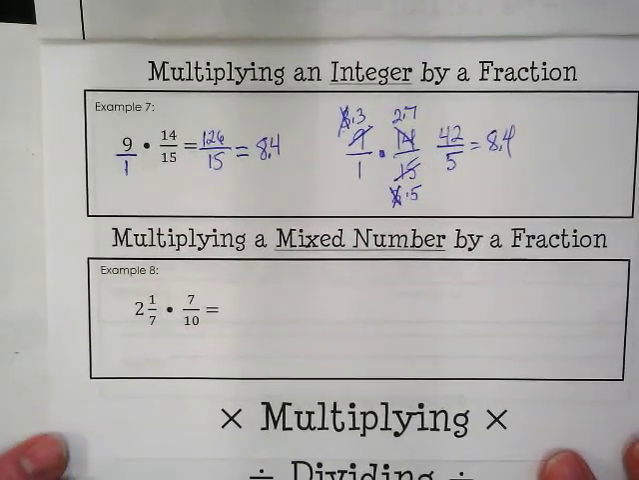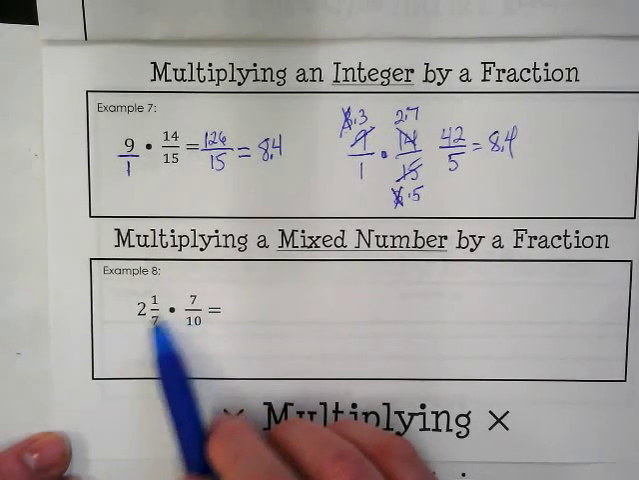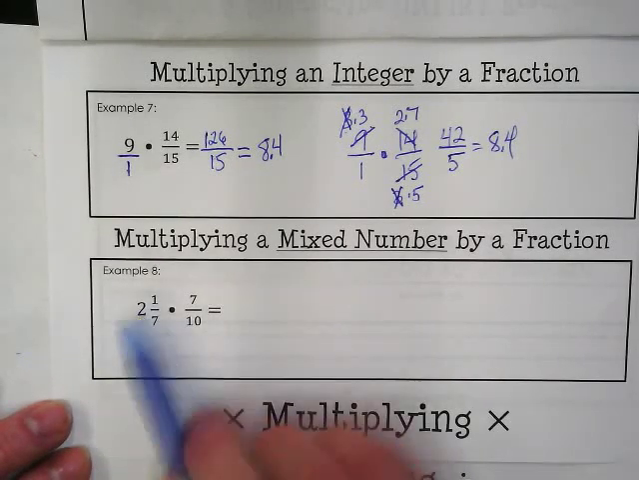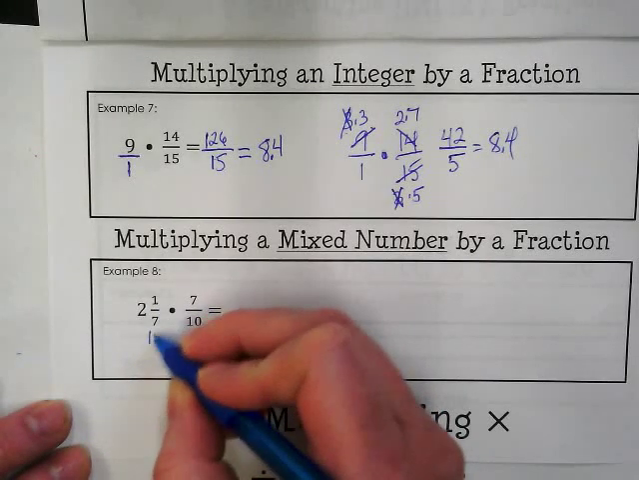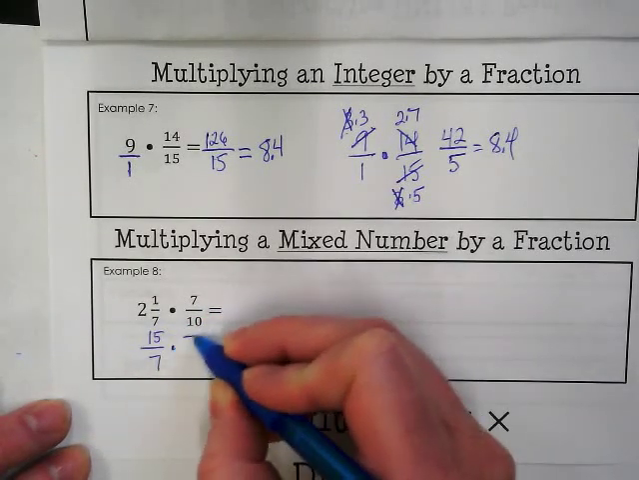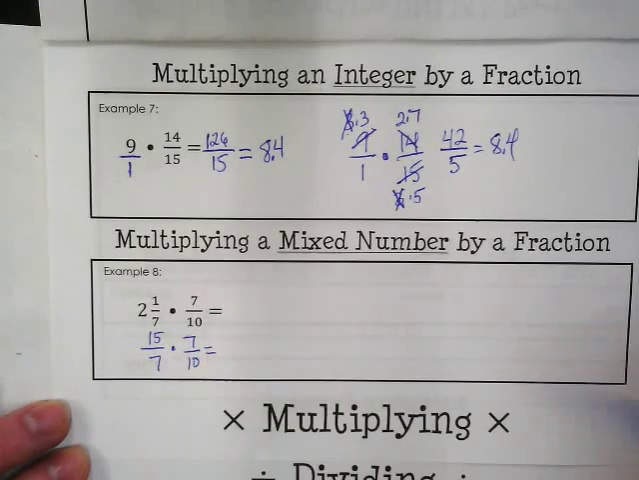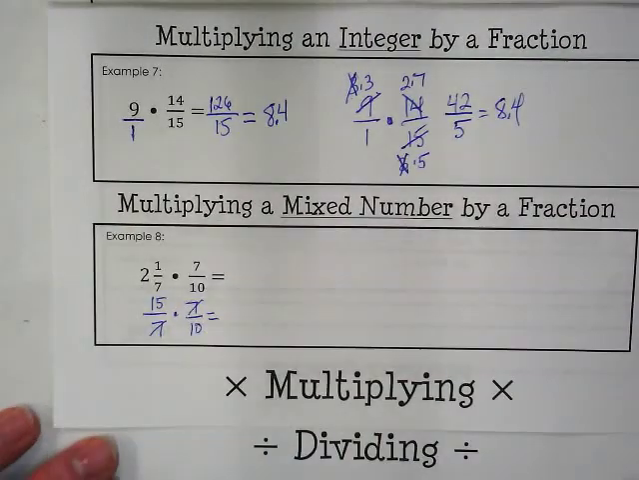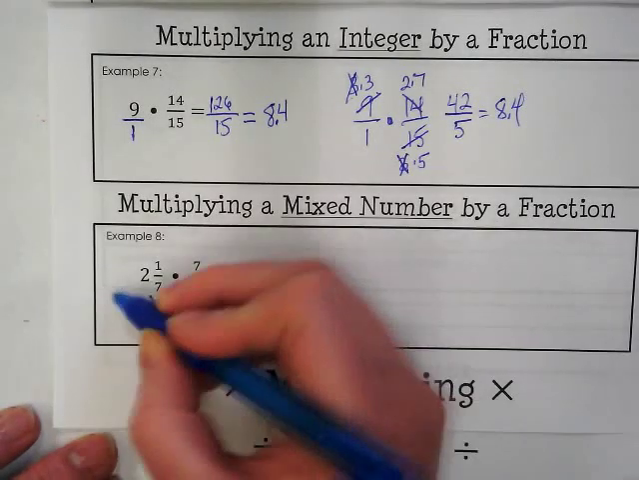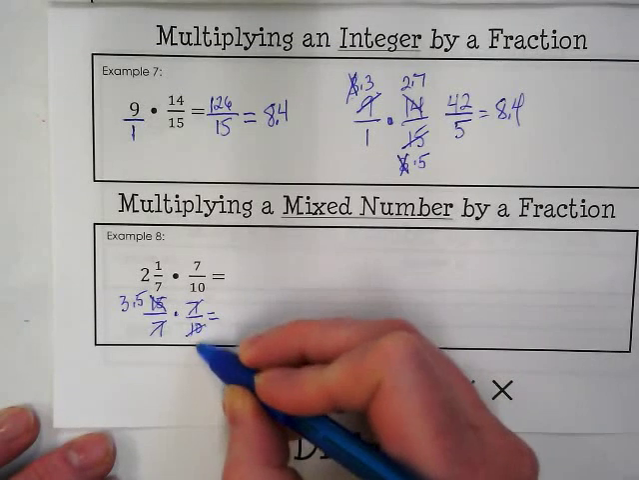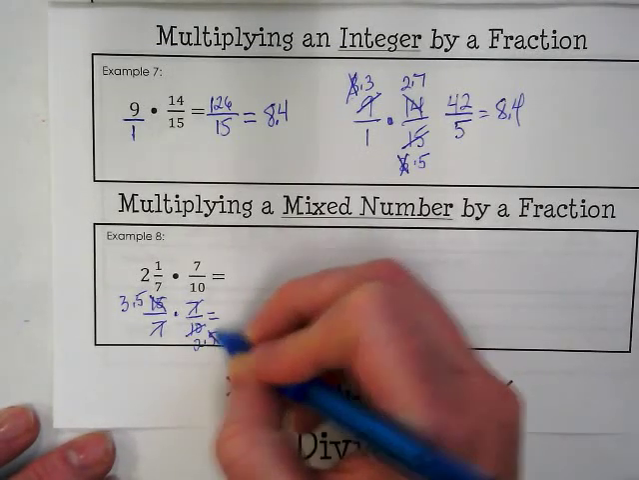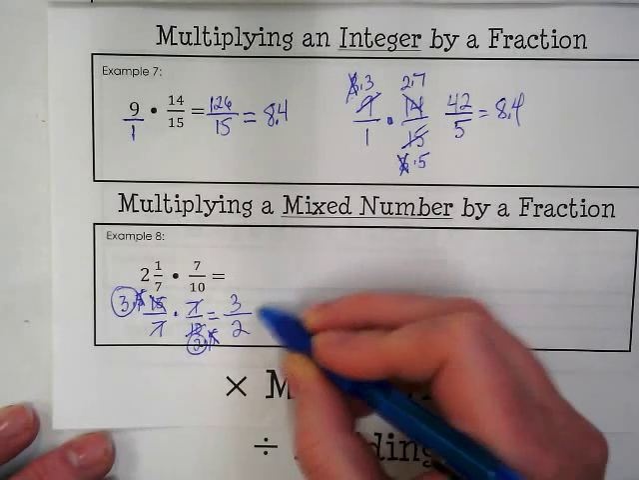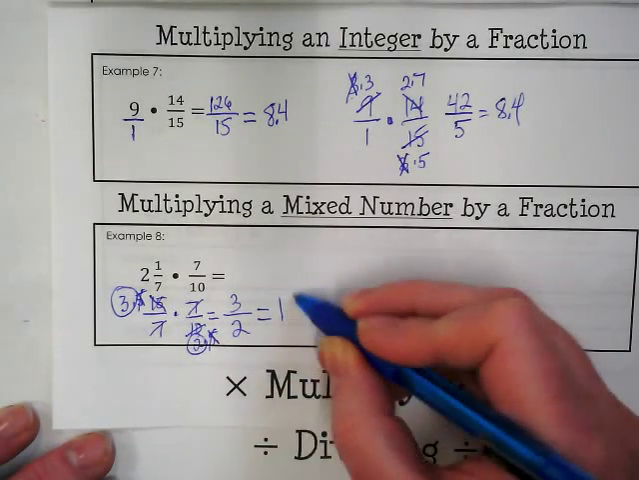And finally, multiplying a mixed number by a fraction. Well, we don't multiply it when it's in this form. We're going to convert this into an improper fraction. 7 times 2 is 14, plus 1 is 15. So this is 15 over 7 times 7 over 10. And let's think about this. We have a shortcut we can do. The 7 up here cancels the 7 down here. And if I change my 15 to 3 times 5 and my 10 to 2 times 5, I can also cross out the 5s. All that's left is a 3 in the numerator and a 2 in the denominator. I can leave that as 3 halves, or it's 1 and a half.